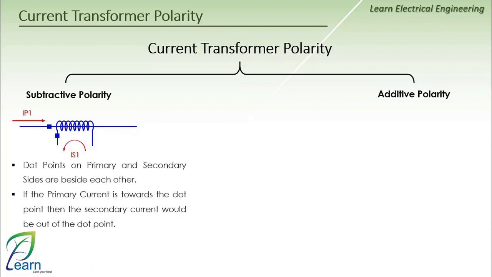This means that in the case of subtractive polarity, the CT dot points are drawn next to each other in the primary and secondary, and if the primary current is moving towards or entering the dot points, the secondary current will be exiting the dot points.